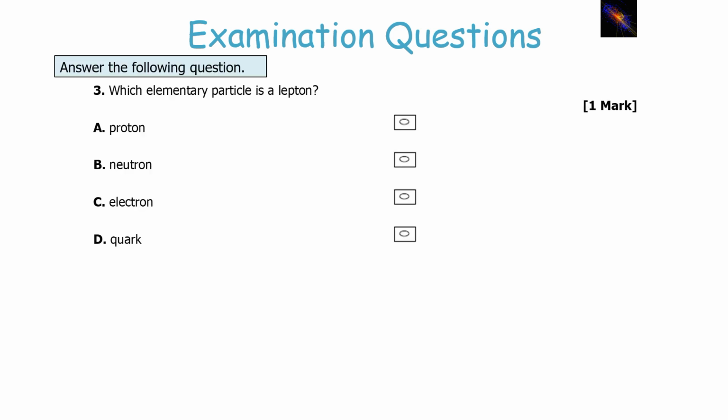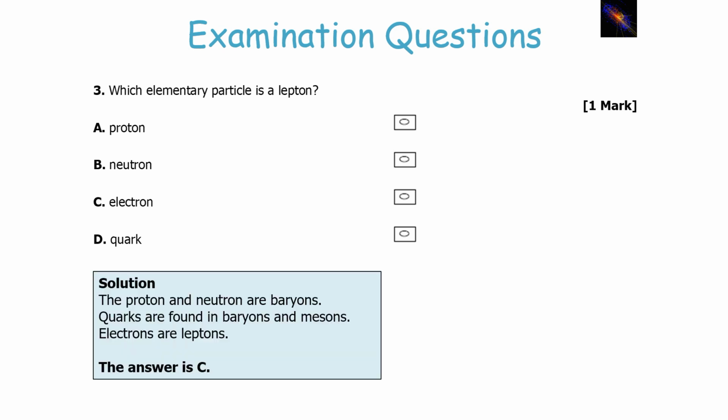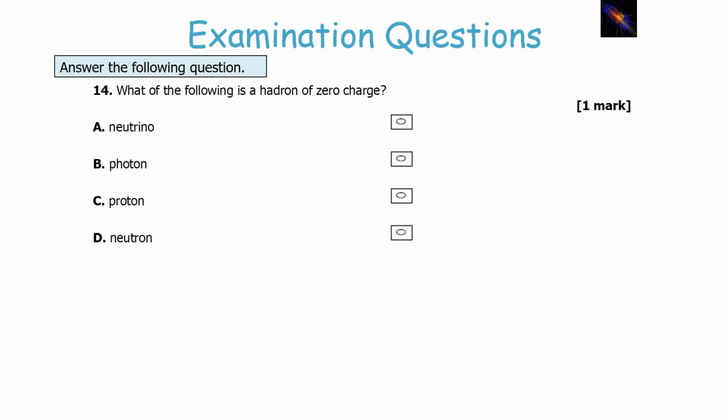Next question, which elementary particle is a lepton? So pause the video now, then unpause the video when you want to go through your answer. Right, so this again is rote knowledge. You should know that protons and neutrons, as they're made from quarks, are baryons, that quarks are found in baryons and mesons, so the only one which is a lepton is in fact an electron. So our answer is C.